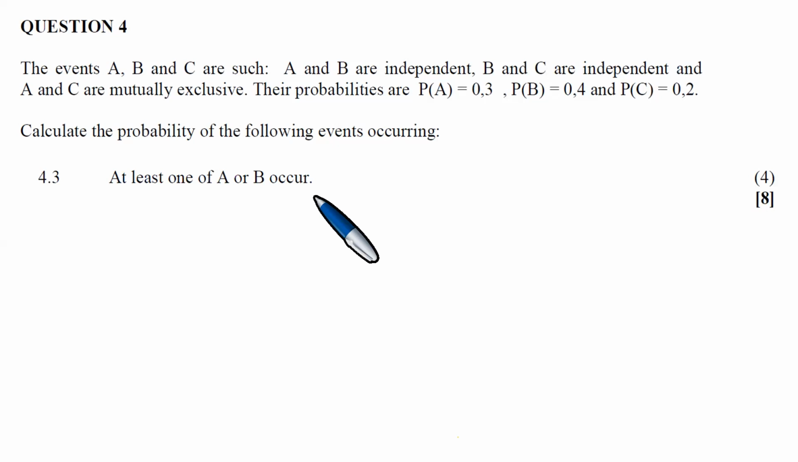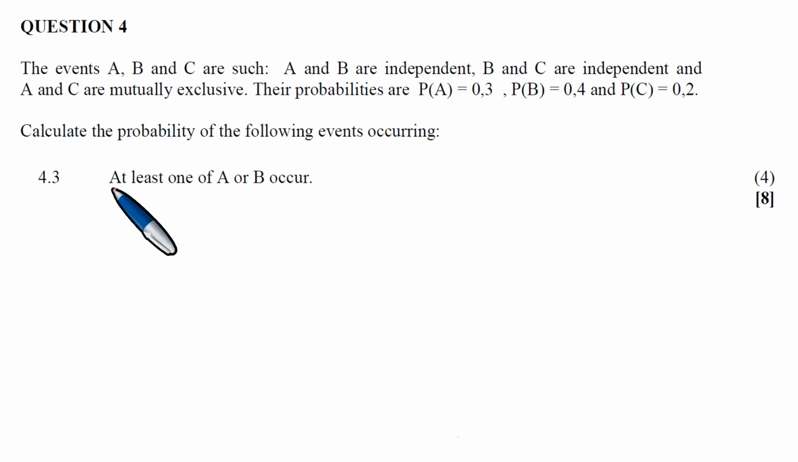But now I want us to look at 4.3. At least one of A or B occur. But you know that A and B are independent.